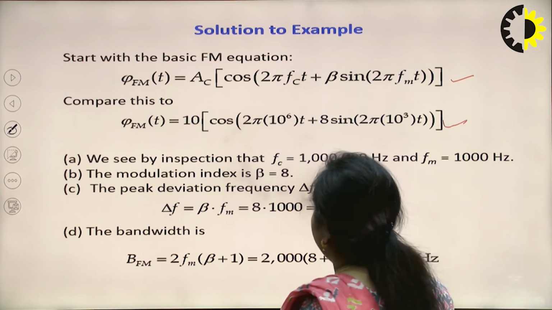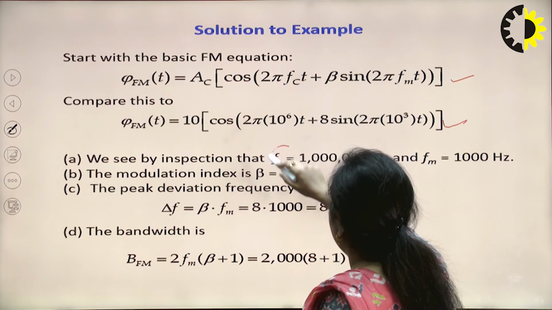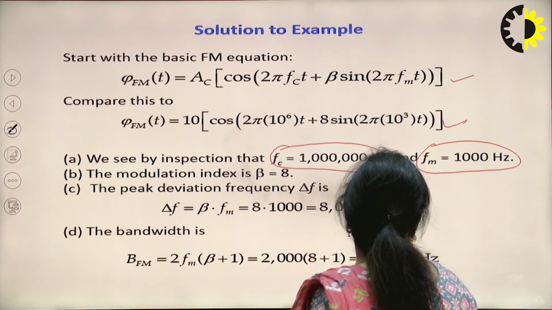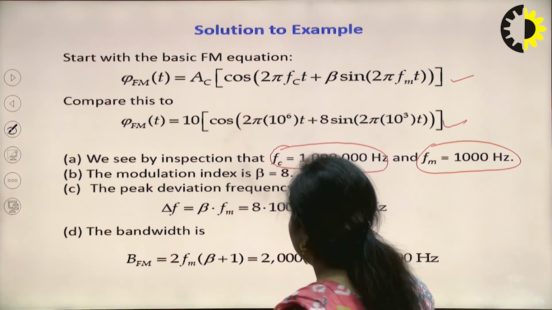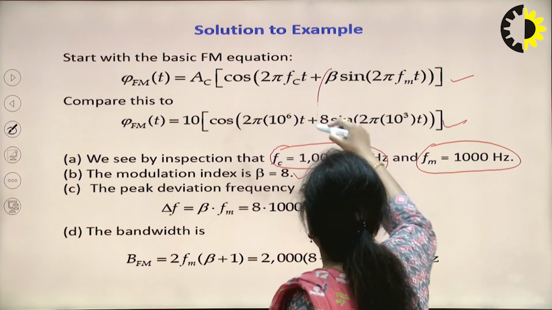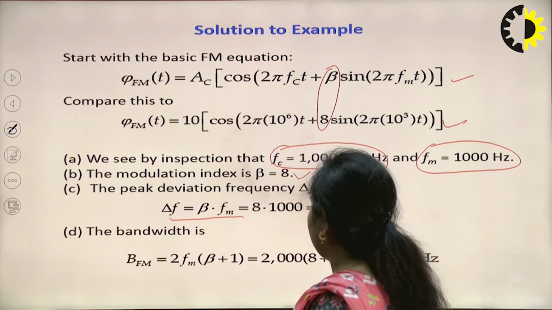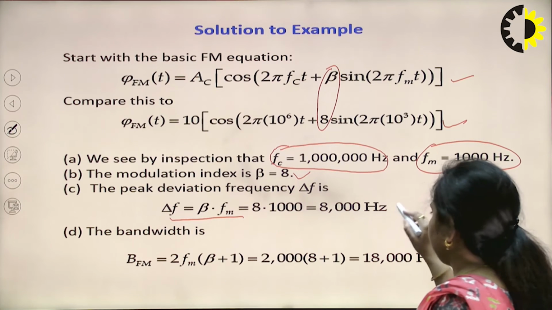So by comparing these two equations, we can find out that this will be the carrier frequency, this will be the message signal frequency, that is 1000 Hertz. The modulation index is given as beta, which is 8. The peak deviation delta f is equal to beta into fm, that is 8 into 1000, that is 8000 Hertz.